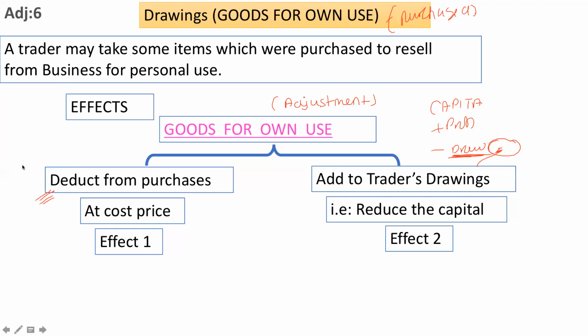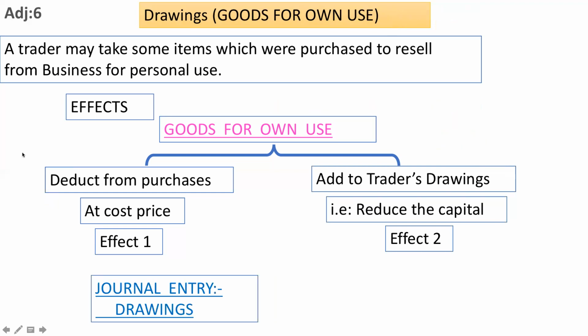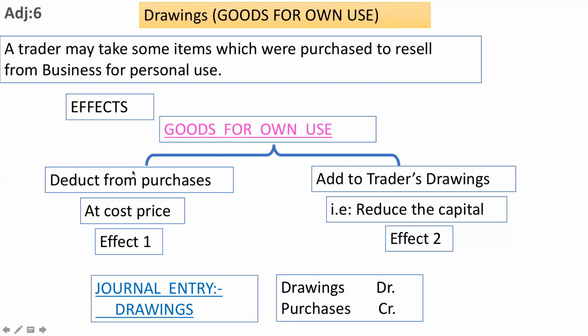The journal entry for goods for own use. Can you give me the journal entry for goods for own use? That is the journal entry for drawings. Drawings is always debited. And because I have taken the goods that I purchased for own use, I will remove them from purchases. So purchases credit. The journal entry would be drawings debit, purchases credit.